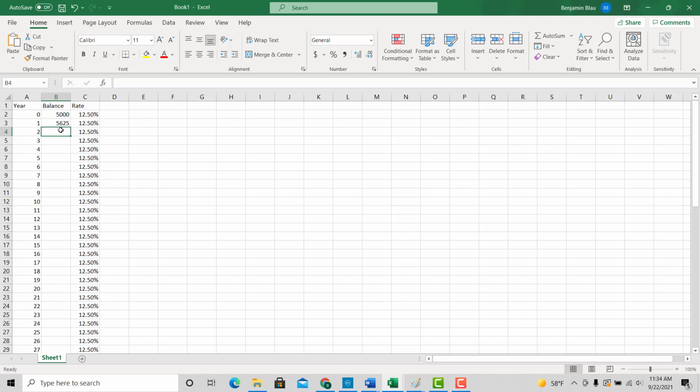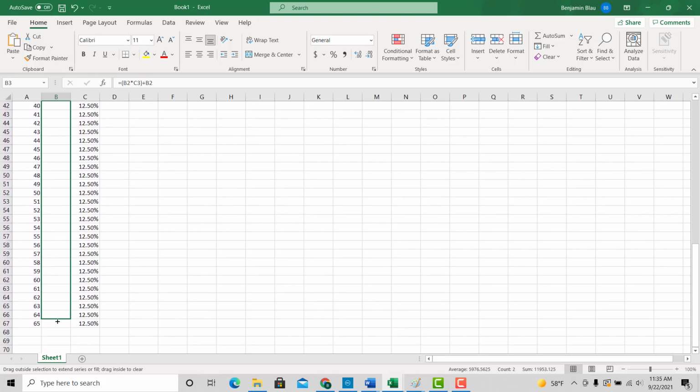I'm going to do the same thing in year two. I'm going to say this equals the previous year's balance multiplied by my rate of return. This is going to give me the interest that I've earned from years 1 to 2. I'm going to add back in the previous year's balance. And when I do that, I'm going to get 6,328. Now I'm going to copy this down, and this is going to populate the balance in each year from years 1 to 65.